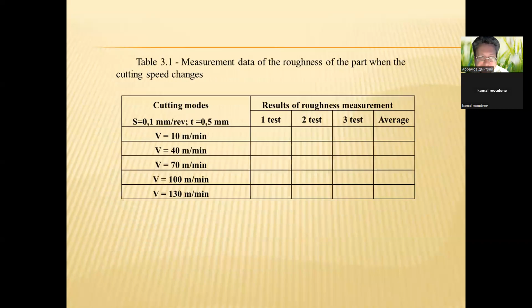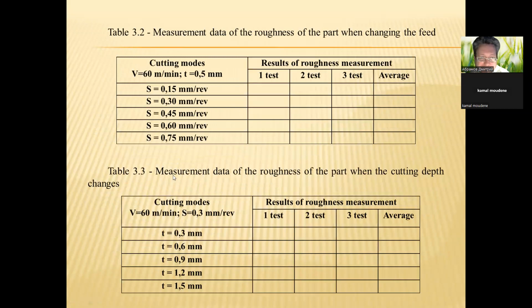Table 3.3, measurement data of the roughness of the part when the cutting depth changes. So the cutting depth changes from 0.3 to 1.5 millimeters, and cutting speed and feed are constant.